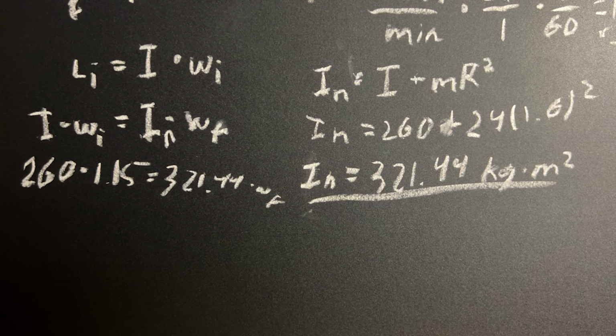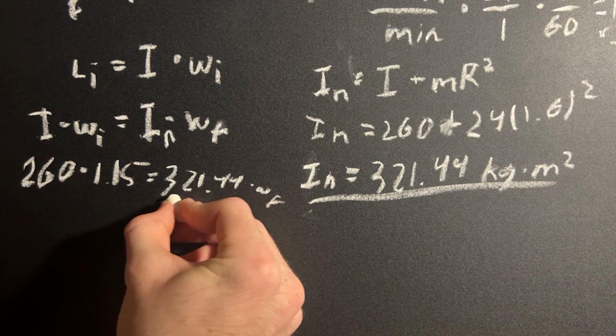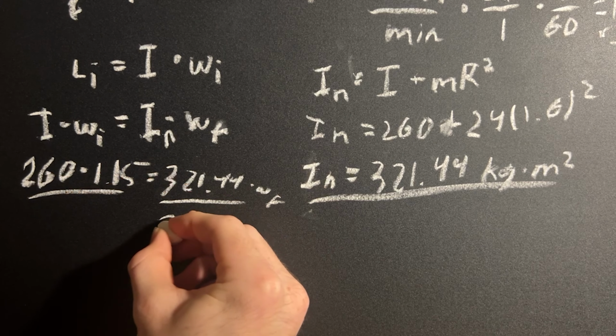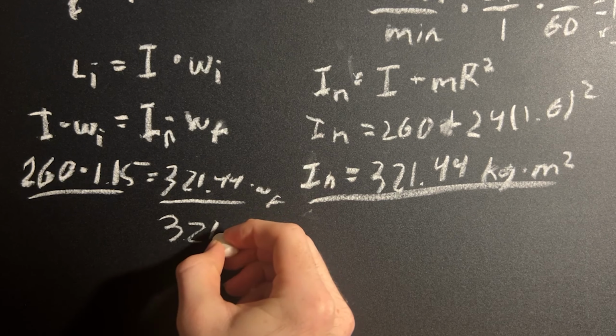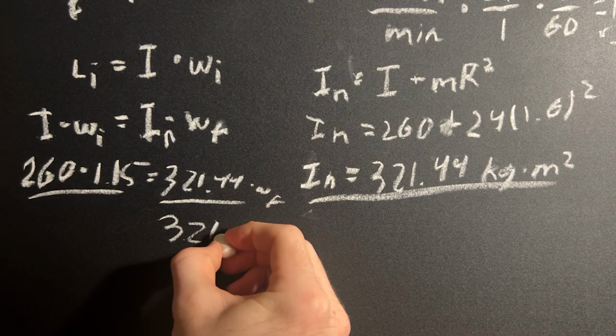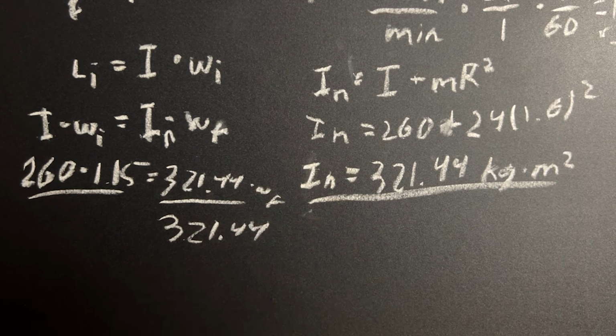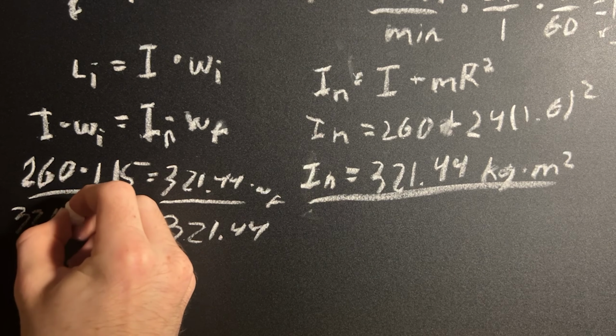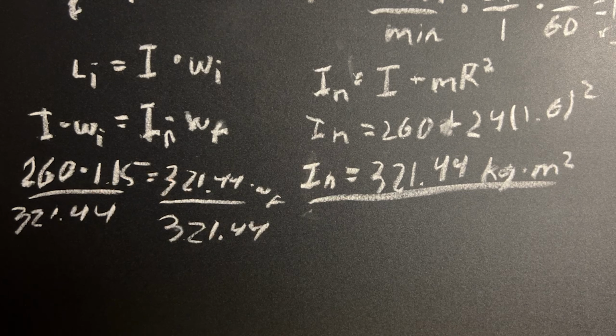So, to solve for angular velocity, we'll divide this side by 321.44. And we'll do the exact same thing on the other side. And just like that, we have our answer. So let's solve it.